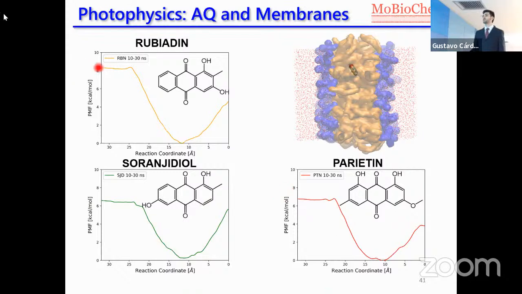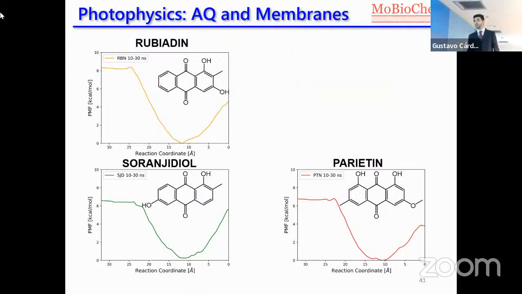In the sense that here we have a small difference of less than 2 kilocalories per mole, for the rest they are pretty much the same. This suggests, at least in principle, we can hypothesize that the differences observed in the cytotoxicity of these three molecules need not be related with the cell uptake of each one of these drugs. But of course, this is just a hypothesis. So the differences should be mainly associated with the character of the excited states.